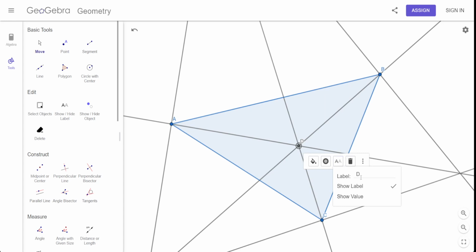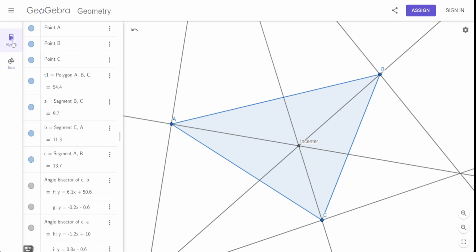So let's put a point there, and let's name that point. Instead of calling it D, what am I going to call it? Incenter. All right, there we go. So that point right there is the incenter. We got a lot of lines flying around. For some reason, they put a perpendicular line to this. I'm not really sure why, but let's just get rid of a lot of that stuff.